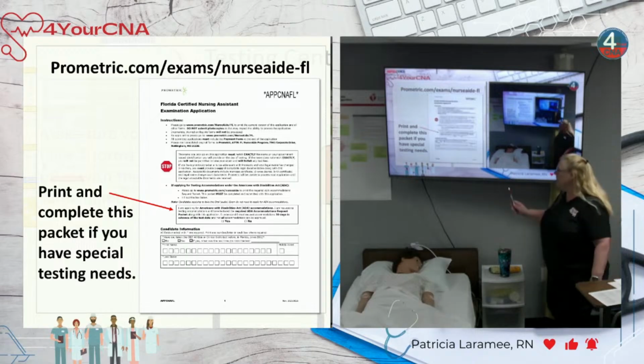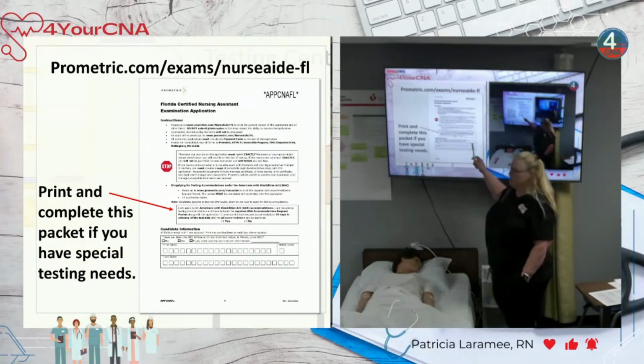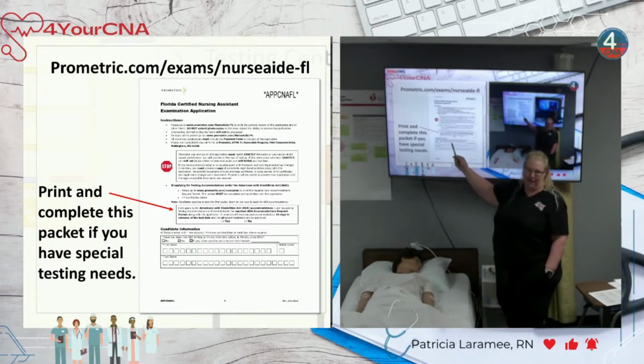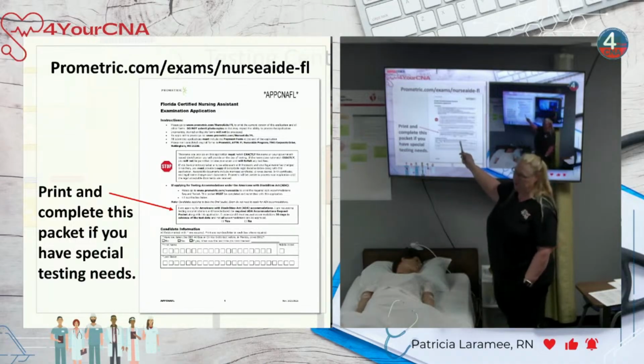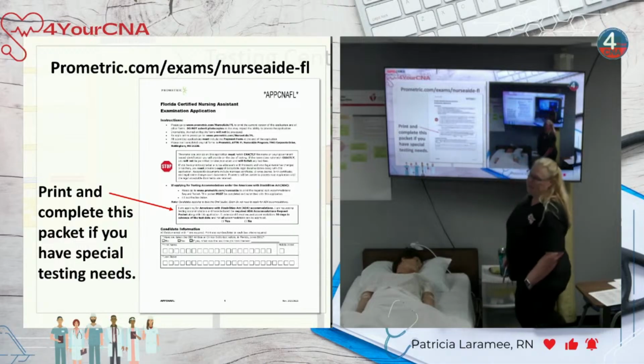And this box here is for ADA accommodations. This means you need a seeing eye dog or a sign language interpreter or something like that. You would check yes, and then there's a whole packet of information you have to print out and take to your doctor and have them fill out for accommodations. Now we're going to get into the actual candidate information.